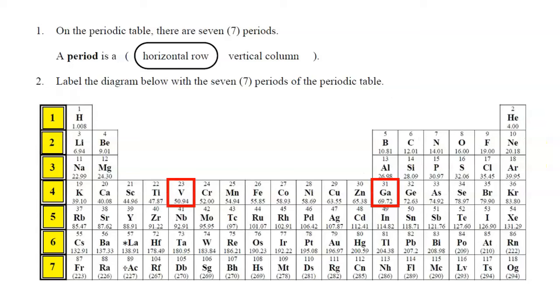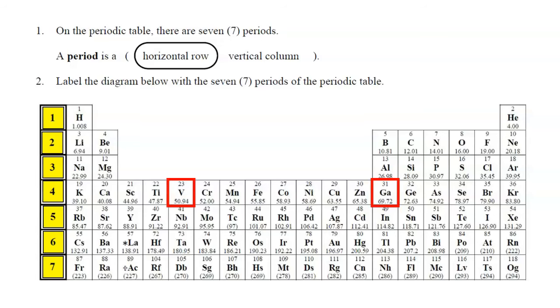In your packet that was entitled Periodic Table, you learned that a period is a horizontal row on the periodic table and that there are 7 periods, and you can see they are numbered from 1 through 7.